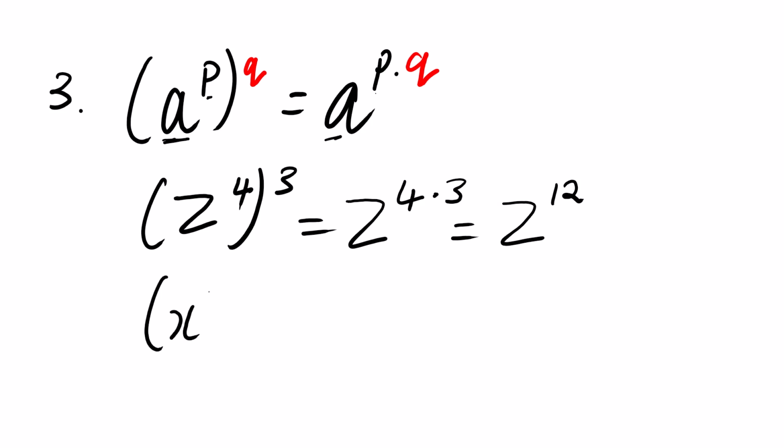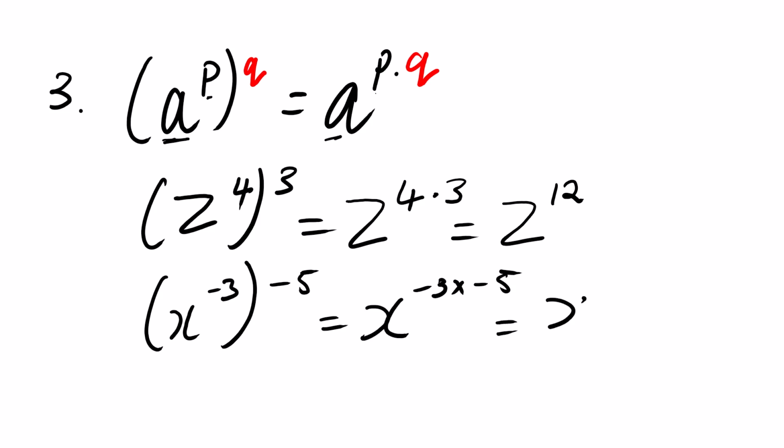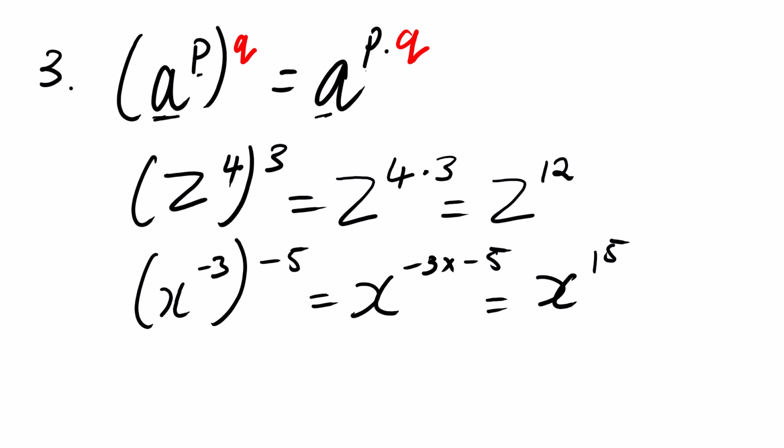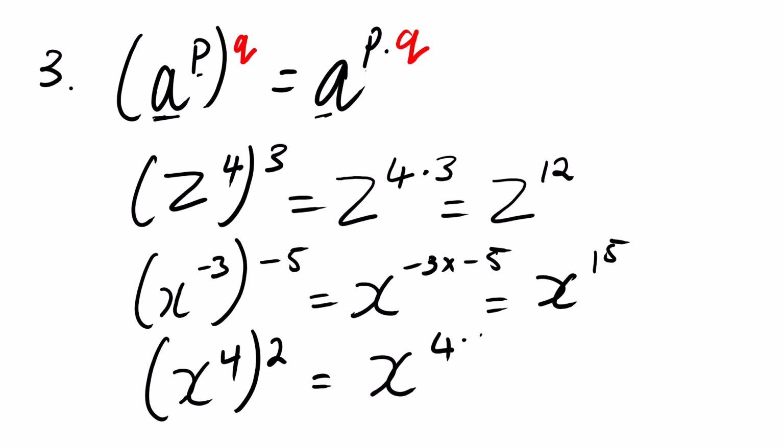Another example, x raised to the power negative 3, all raised to negative 5. It will be x to the power negative 3 multiplied by negative 5, which is x raised to the power 15. Another example, x raised to the power 4, all raised to 2. It will be x raised to the power 4 multiplied by 2, which equals x to the power 8. This is the power of power rule.